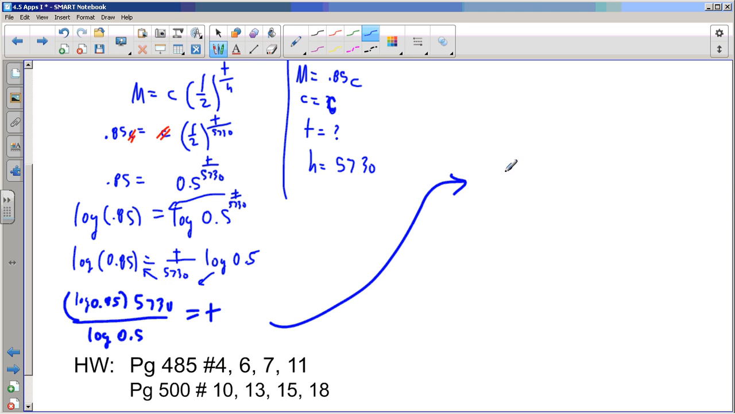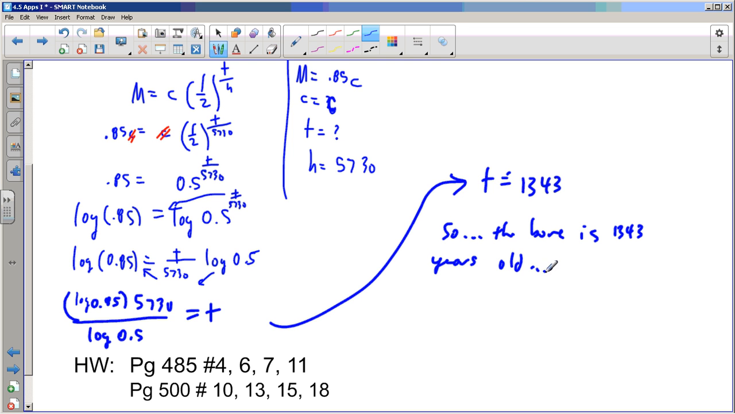You should get, it's a pretty old bone. 13,443. So the bone is old, but definitely not a dino bone.